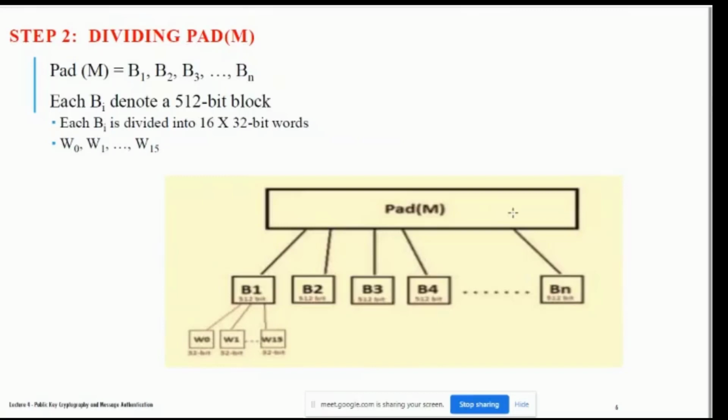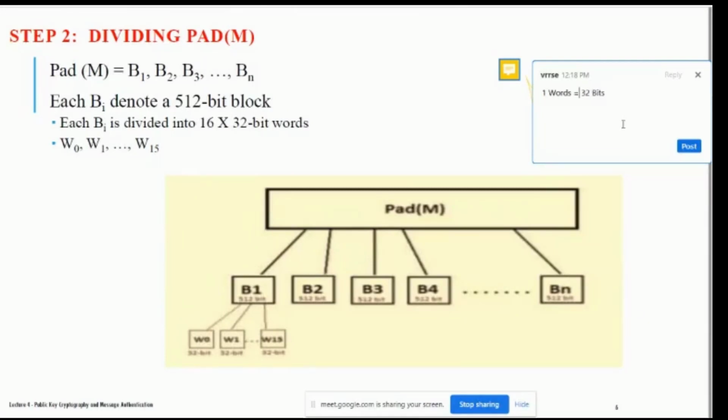We have to divide this into words. So how can I divide it? Note down: I'm going to divide this into words. What is the length of a word? A word is going to be 32 bits in length. One word is equal to 32 bits of data.